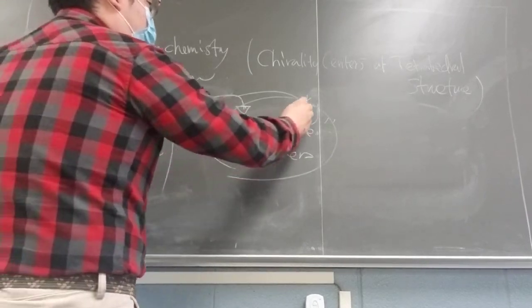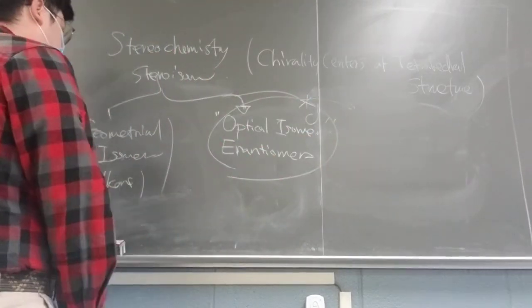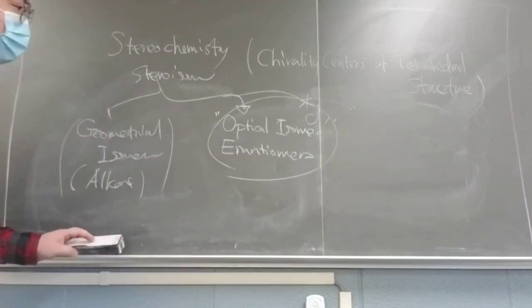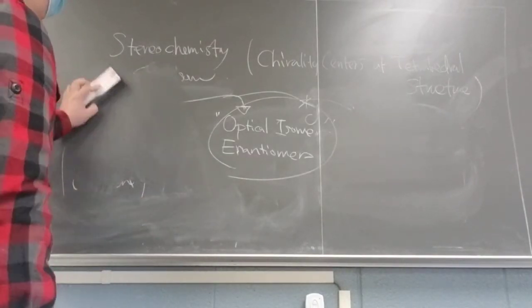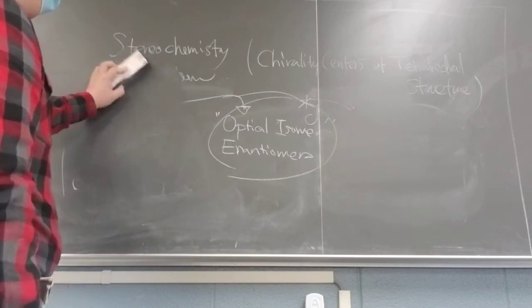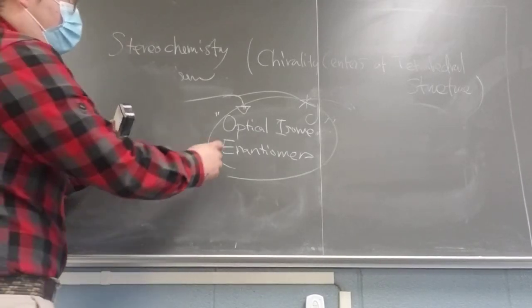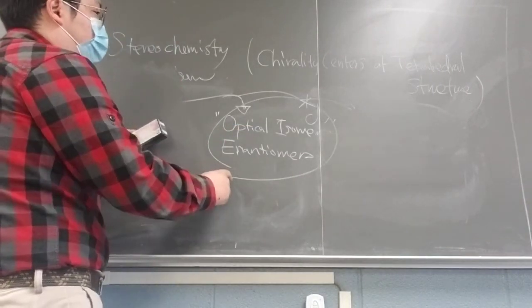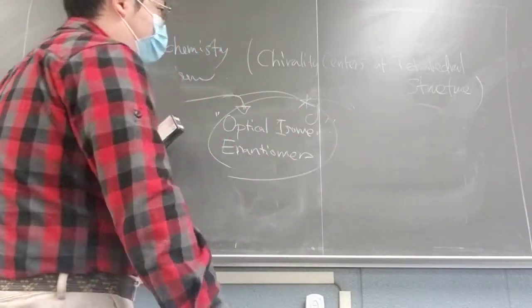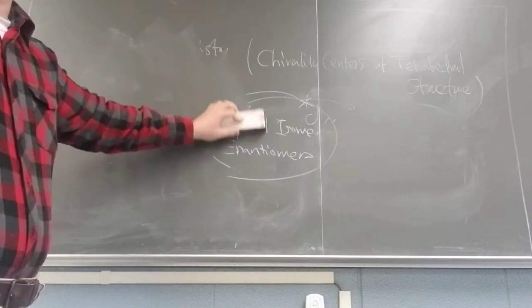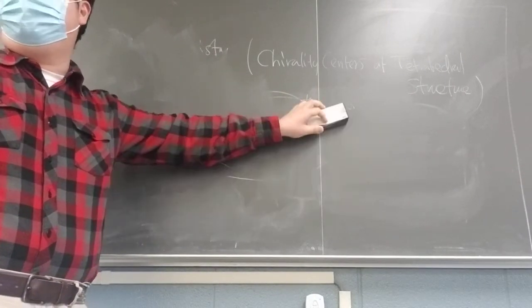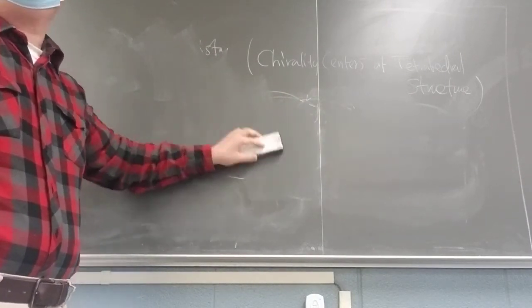One of the things we're going to discuss with the diastereoisomers will be this one. But today, let's focus on this topic. Mainly in this chapter, besides the geometrical isomers, we're going to talk about the optical enantiomers and also diastereomers. But today, let's do enantiomers first. Okay? Make sense, right?